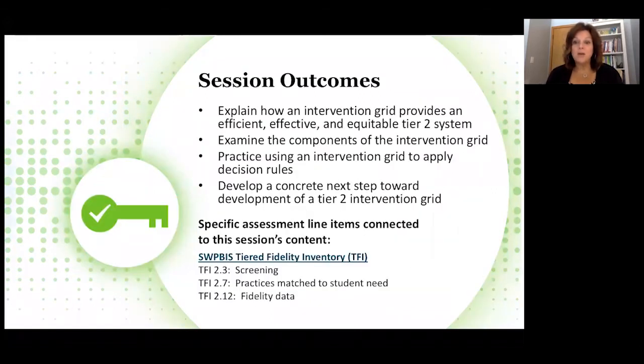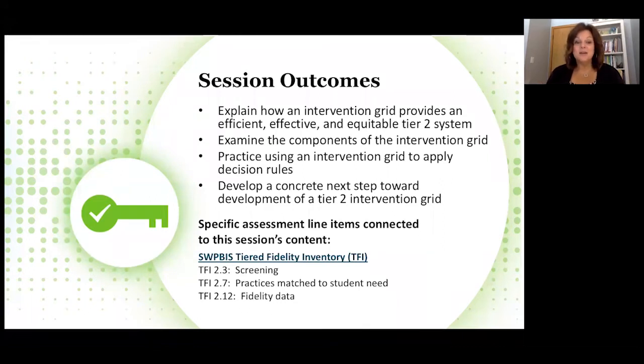Okay, so here are the outcomes for our session today. By the end, we will be able to explain how an intervention grid provides that efficient, effective, and equitable Tier 2 system. We will examine the components of the intervention grid. You're actually going to practice using an intervention grid to apply decision rules. And we will each develop a concrete next step towards developing a Tier 2 intervention grid, all in an hour.